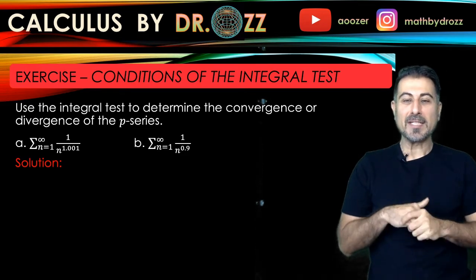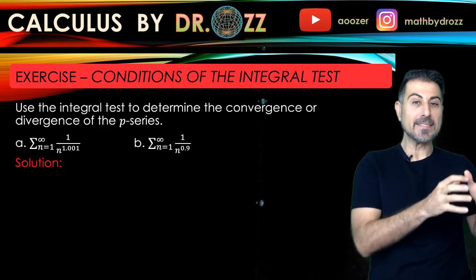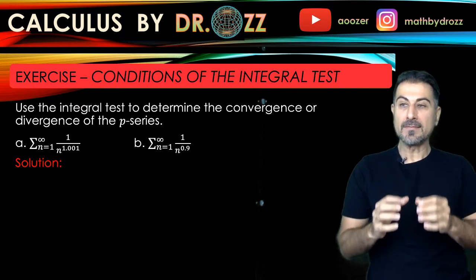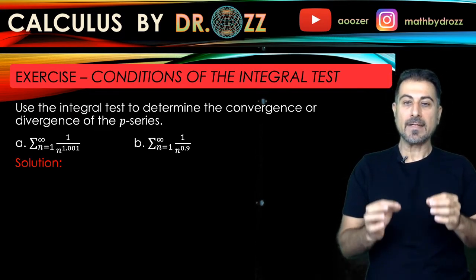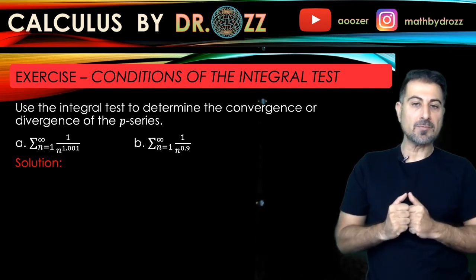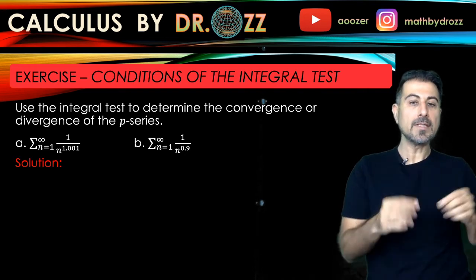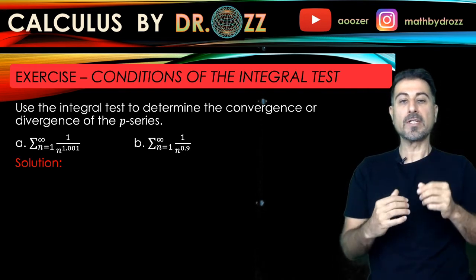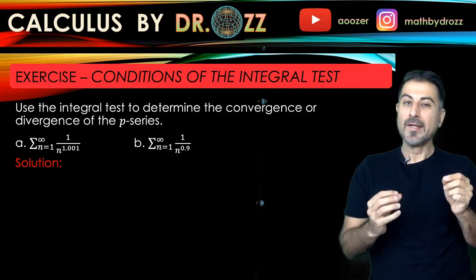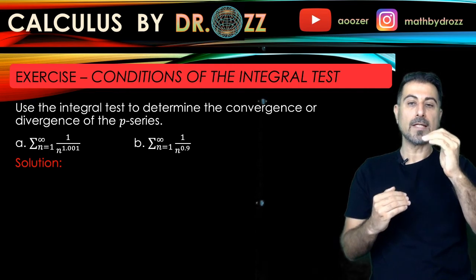Today we're going to go over an exercise where we're going to check the conditions of the integral test. But this time the given infinite series have a very special form. In one case we have 1 over n to the power of 1.001. Another one is like 1 over n to the power of 0.9. So it's of the form 1 over n to the power of p.